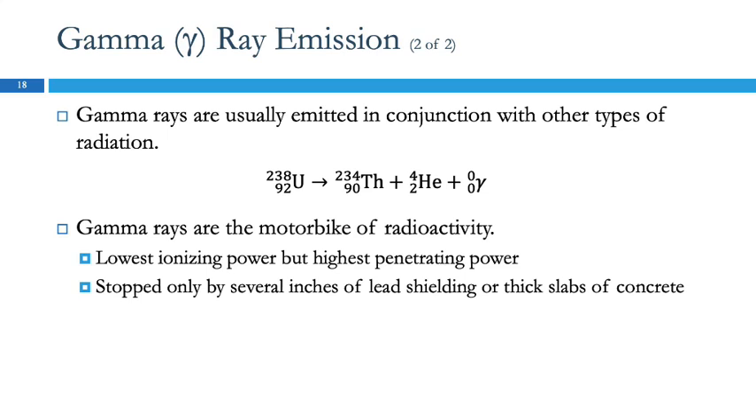So what can stop them? Several inches of lead, like a really thick lead box, would stop them. Or really thick slabs of concrete. So when they were building bomb shelters, once the nuclear bombs became real, your fallout shelter has got to have really thick concrete walls, because gamma rays are going to go right through the dirt, right? And so you want to stop the radiation.